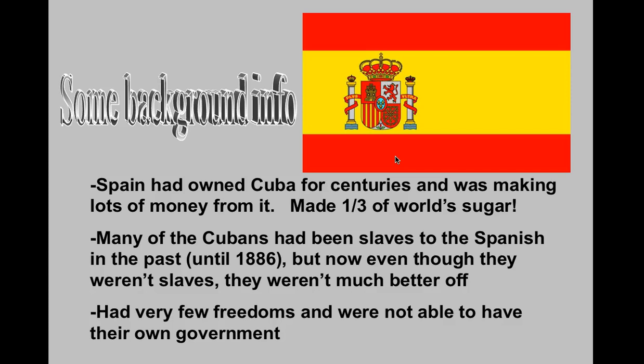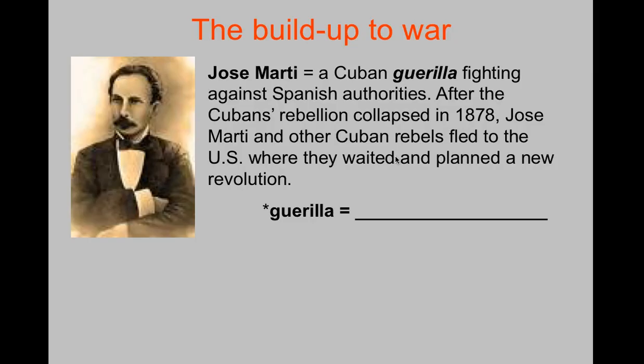Many of the Cubans had been slaves to the Spanish in the past, up until 1886, which, if you check your math from last year in 8th grade, you remember the Civil War in America ended in 1865. So you see slavery still happened in Cuba for a few more years. But now that the Cubans aren't slaves anymore, they still aren't too much better off. Still pretty miserable. They kept trying to fight for their freedom because they had very few freedoms and they weren't able to have their own government, so they kept trying to resist against the Spanish.